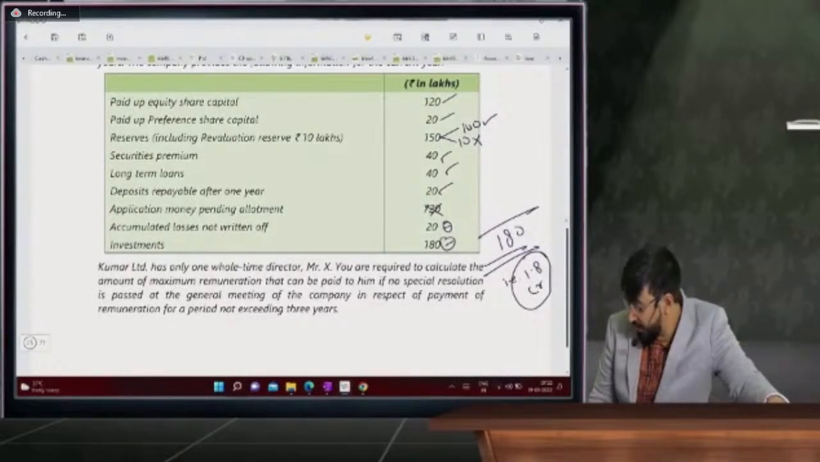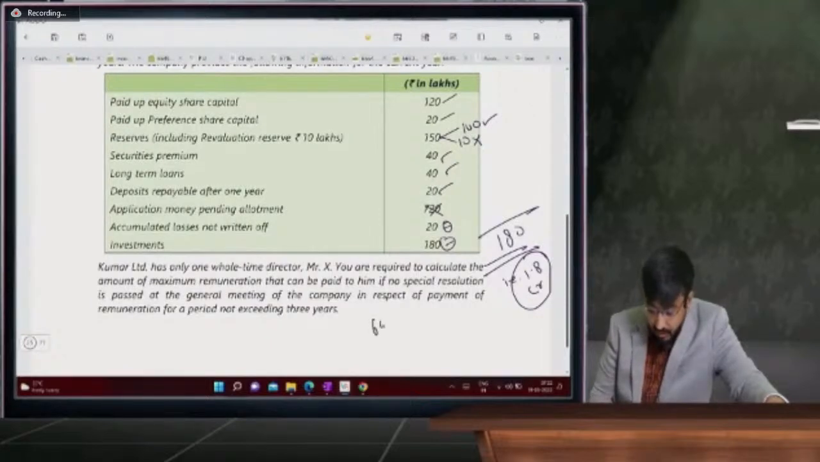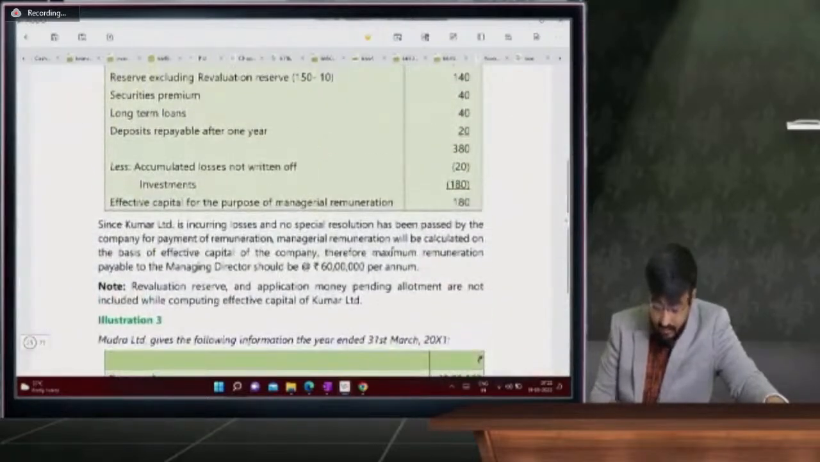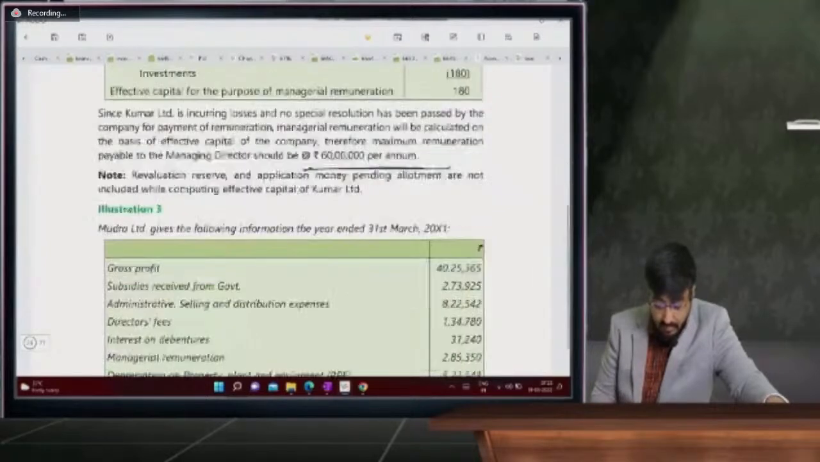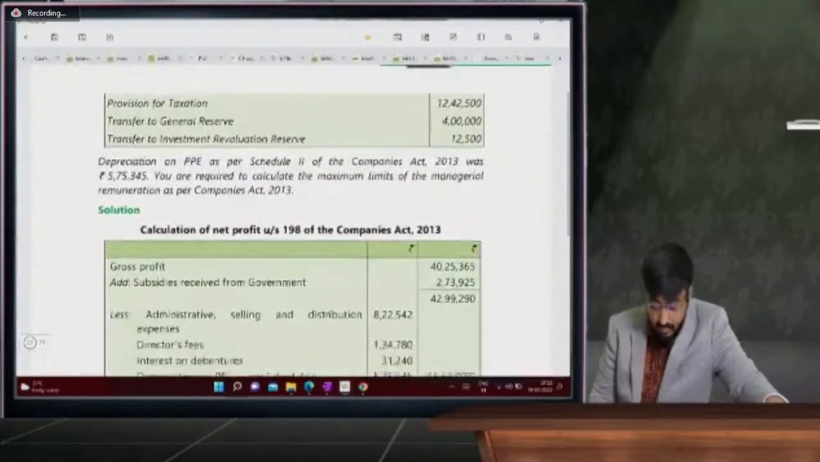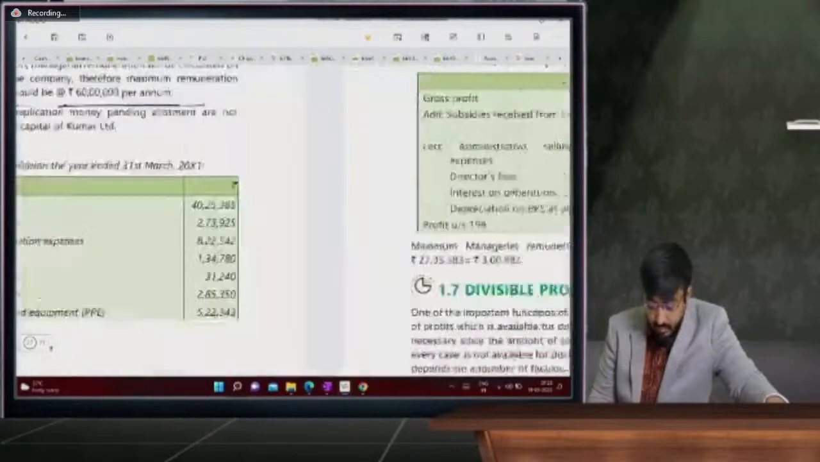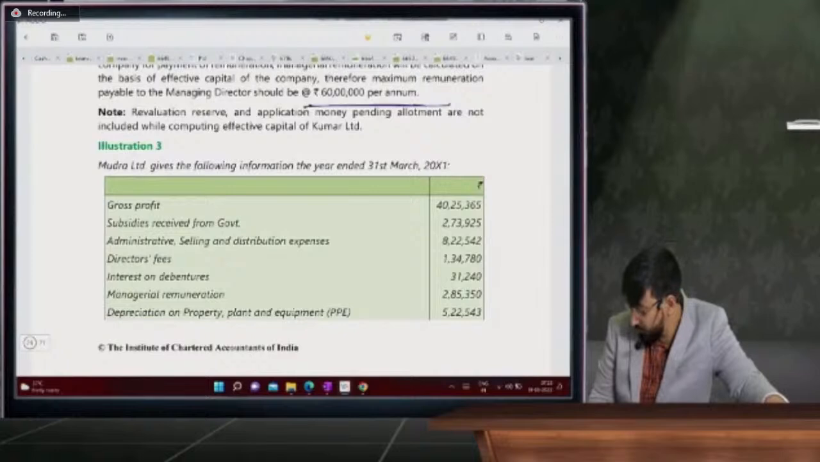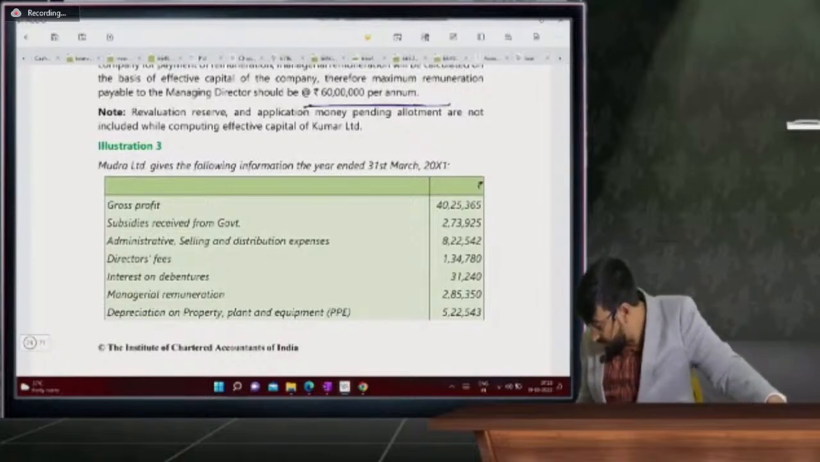So 1.8 crores means effective capital is less than 5 crores. Therefore, remuneration will be 60 lakhs, that will be your answer. So the answer is managerial remuneration, you will get 60 lakhs rupees. So the first two questions are in case of insufficient profits. Yes, you are correct.